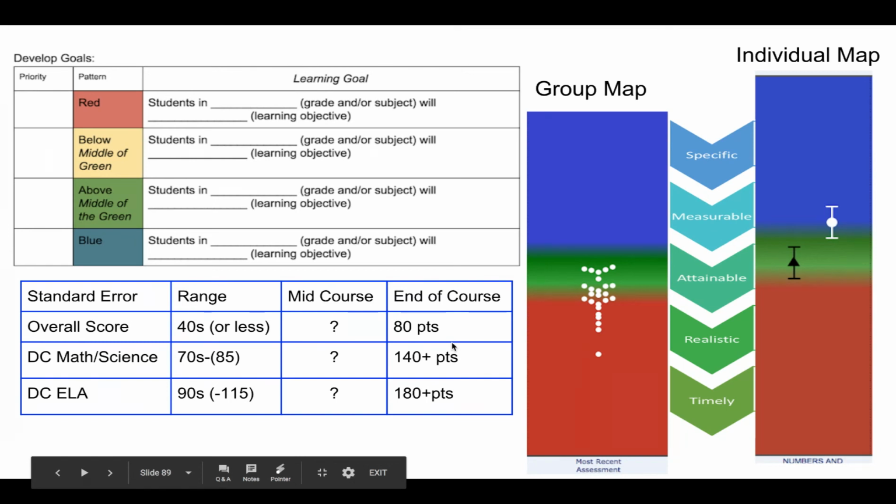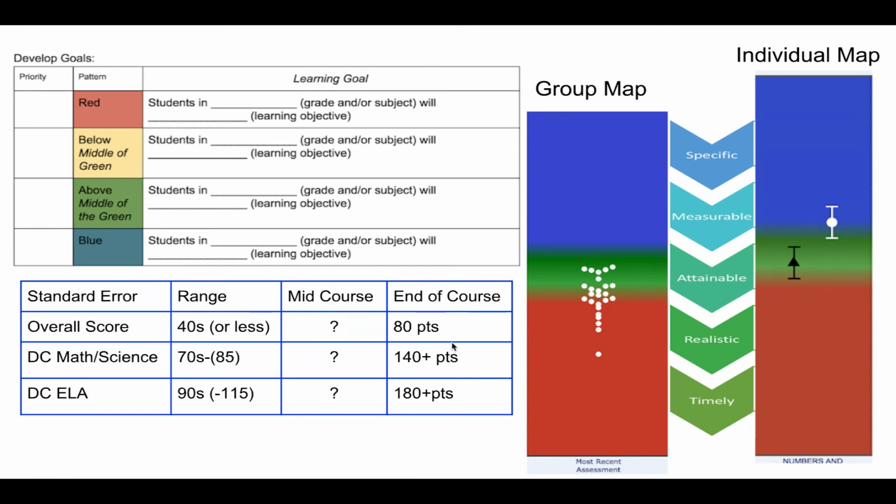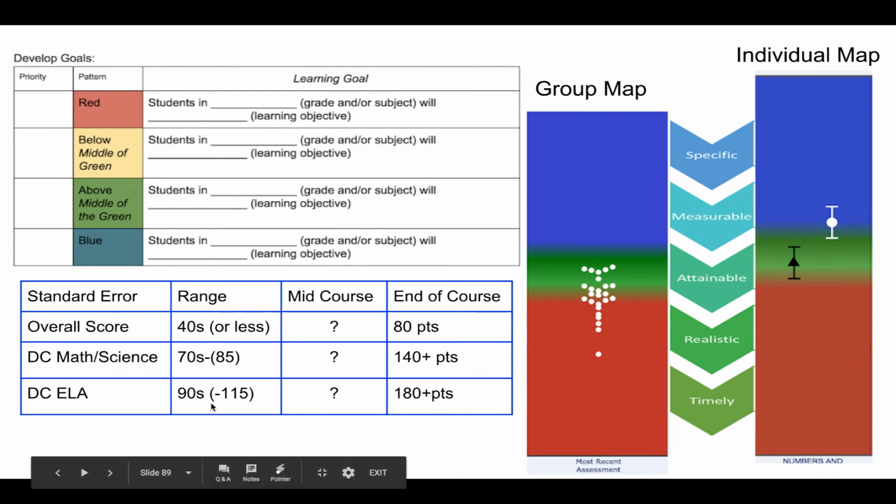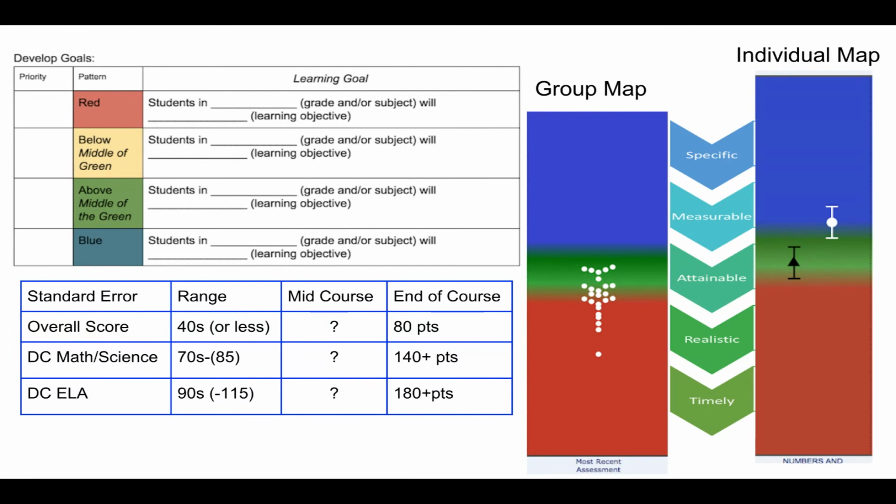So what does that mean? That the score change is greater than or equal to 2 times the standard error. And I just showed you the standard error. So at the end of the course, the overall score would have improved by 80 points to see a significant improvement, a significant change. In a diagnostic category for math or science, that means that the end of course score would have increased by 140 points or more. In ELA, that score would have increased 2 times the standard error, which if the standard error was in the 90s, we're looking at 180 points or more.